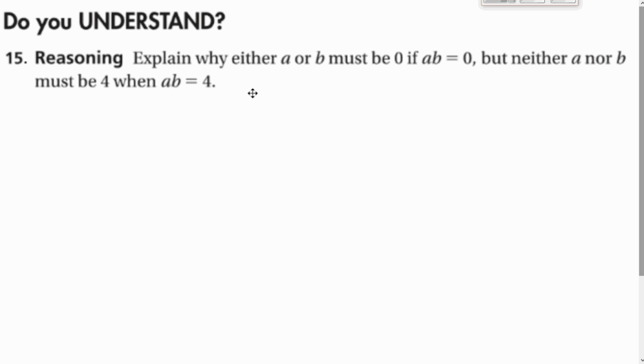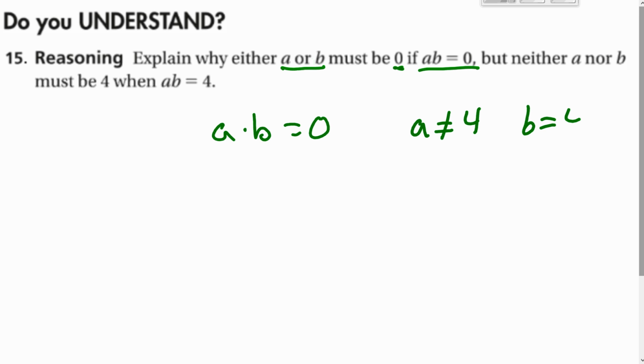Okay, last one on your pre-quiz: explaining why either A or B must be 0 if A times B equals 0, but neither A nor B must be 4 when A times B equals 4. A or B must be 0 if this is true, right? So A times B equals 0. We're trying to explain why A or B must be 0. But neither A nor B must be 4. So what we're saying is A can't be 4, and B can't be 4, when A times B equals 4.